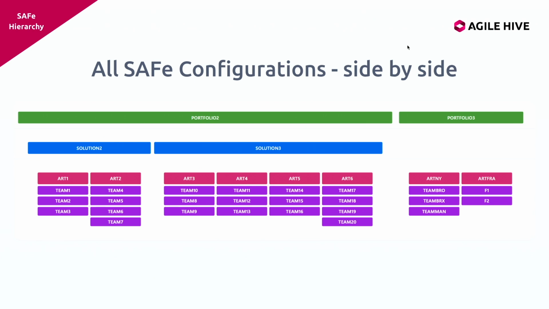After the Portfolio, ART NY and ART Frankfurt are directly connected to the Portfolio, and this is a so-called Portfolio configuration. There are even more configurations, and it doesn't matter which ones you want to use and how often you want to use them. Agile Hive provides you with this possibility.